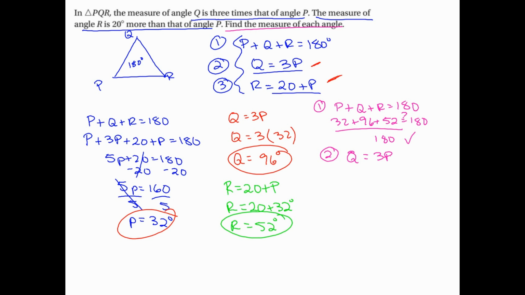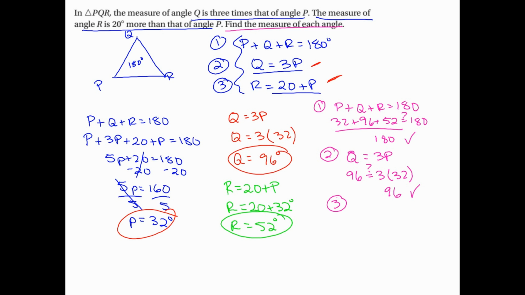Equals 3P. So Q, we know, is 96. And it's equal to 3 times 32. Well, it should be. Let's check it. Well, 3 times 32, type that in, you get 96. So it works out there.